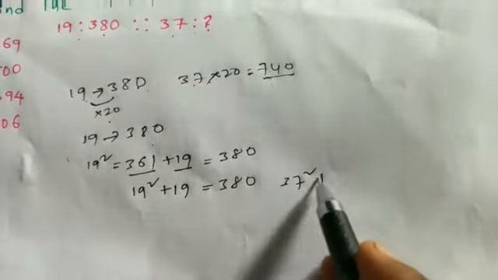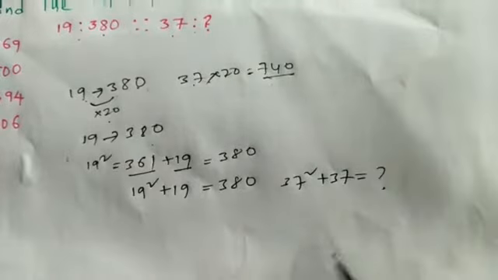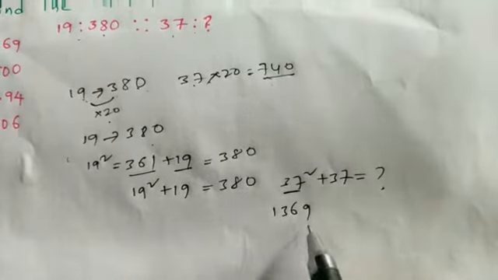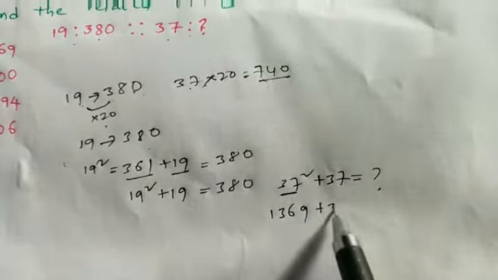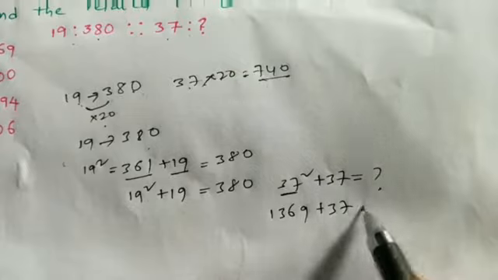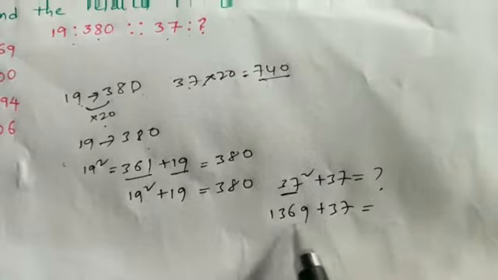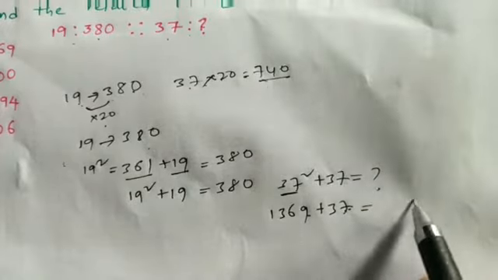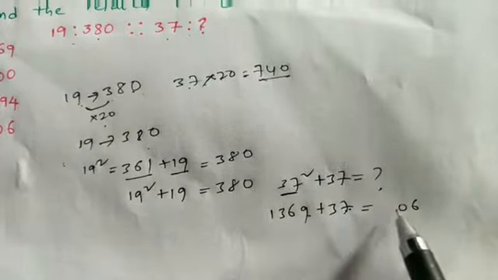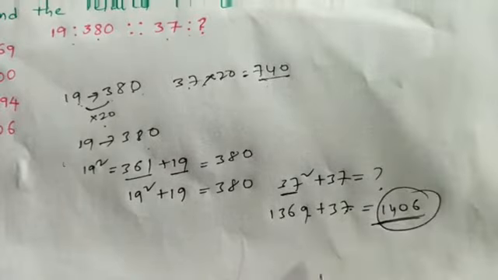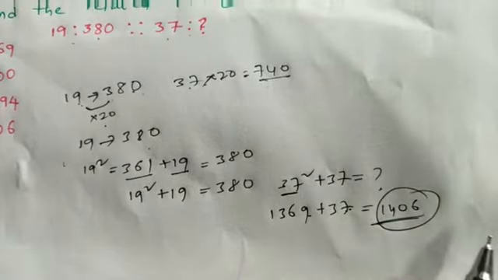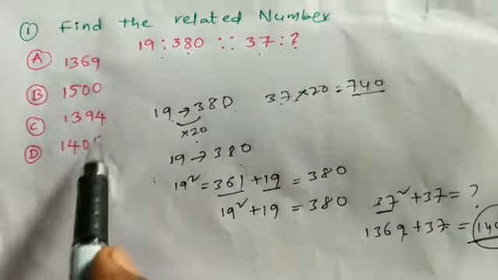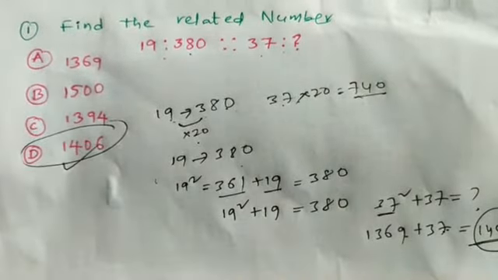37 square plus 37 is how much? You have to see here. We know 37 square is 1369. Is it or not? If you add 37 to this, how much you have to get? We'll see here. 1369 plus 37, 9 plus 7 is 16, 6 plus 1. If we go here, we'll get 1406. Is it or not? So we see here in the options there is 1406 or not? Yes, option D is 1406. It's correct.